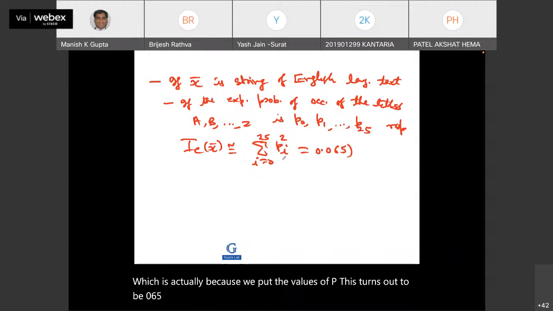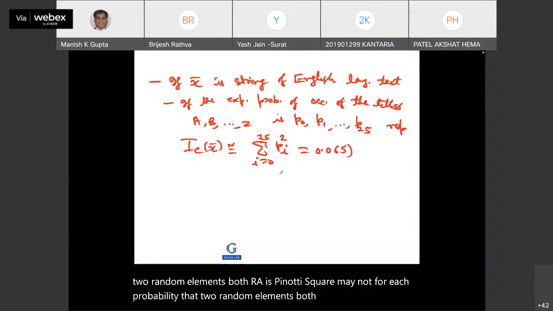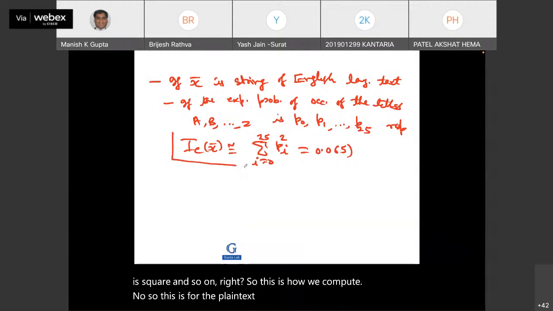Why is this the summation of Pi squared? Because the probability that two random elements are both A is P0 squared, the probability that both are B is P1 squared, and so on. So this is how we compute it. This is for the plaintext. This is an important result.